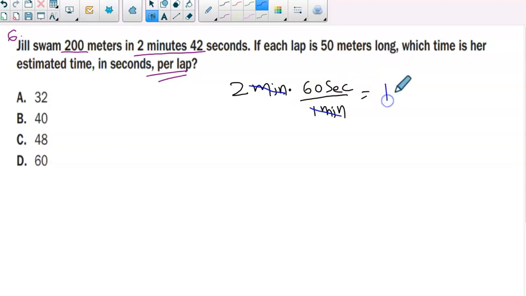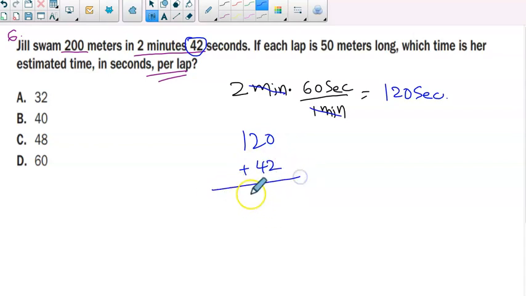2 times 60, how much? 120 seconds. And also you have 42 seconds here. To that 120, I will add 42 seconds to give me 162 seconds. So this is the total time taken for her to cover 200 meters.